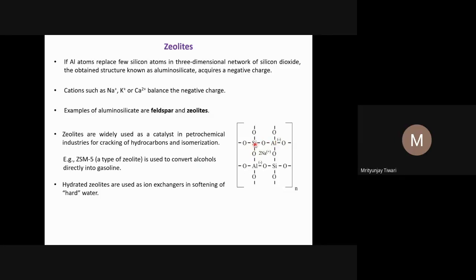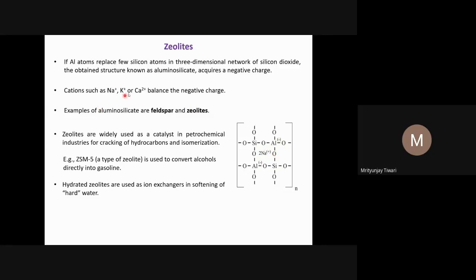But if you replace some of the silicon with aluminum, there will be some negative charge that appears around the aluminum, because of the oxygen atoms and the charge on the oxygen, and this extra charge can be balanced with cationic groups like 2Na plus. If two aluminums replace two silicons, there will be two negative charges, and these two negative charges will be balanced with two Na plus ions.